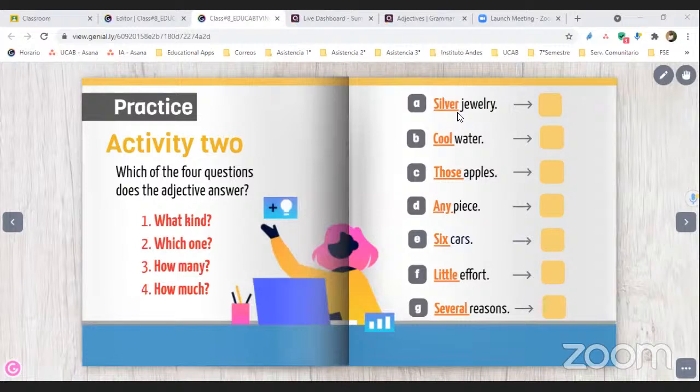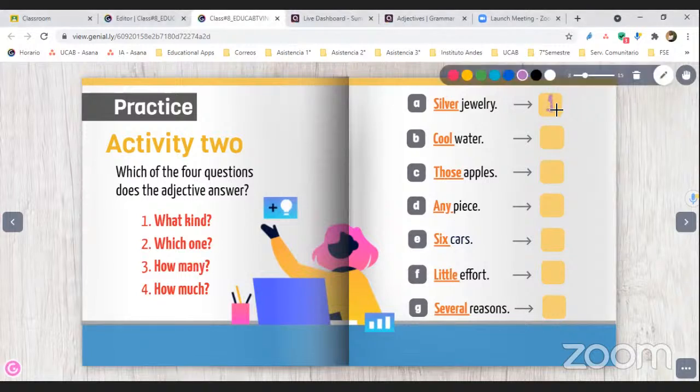What kind of jewelry is that? It's silver jewelry, okay? It is telling me what kind of jewelry it is. So it is answering the question number 1. So I'm going to write here number 1. Let's see who can help me with the second example. Can you tell me which of the following questions the adjective in the second example is answering?